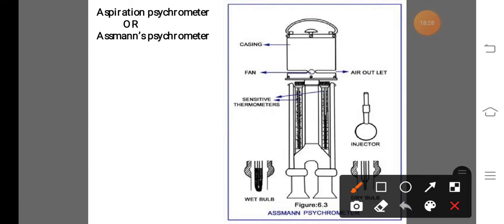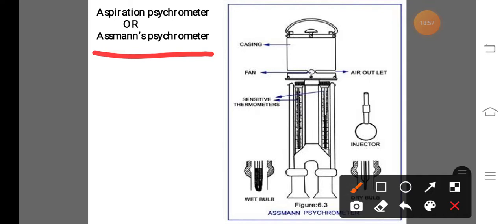So this is important for the practical exam purpose. The ventilation thermometer or aspiration psychrometer is also known as the Asman psychrometer. For the objective purpose: the aspiration psychrometer, or Asman psychrometer, was developed by a scientist, and the scientist's name is Asman.